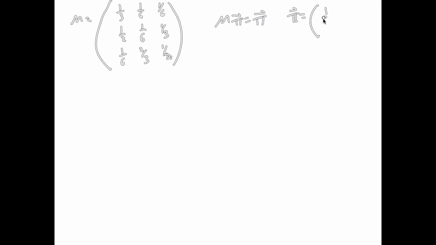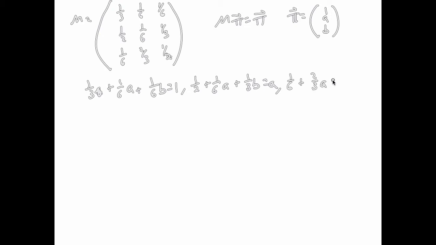The vector we're going to use here is 1, a, b. We'll try that first again. We can write the equations out this corresponds to. We have 1/3 plus 1/6 a plus 1/6 b equals 1. We have 1/2 plus 1/6 a plus 1/3 b equals a, and finally 1/6 plus 2/3 a plus 1/2 b equals b.